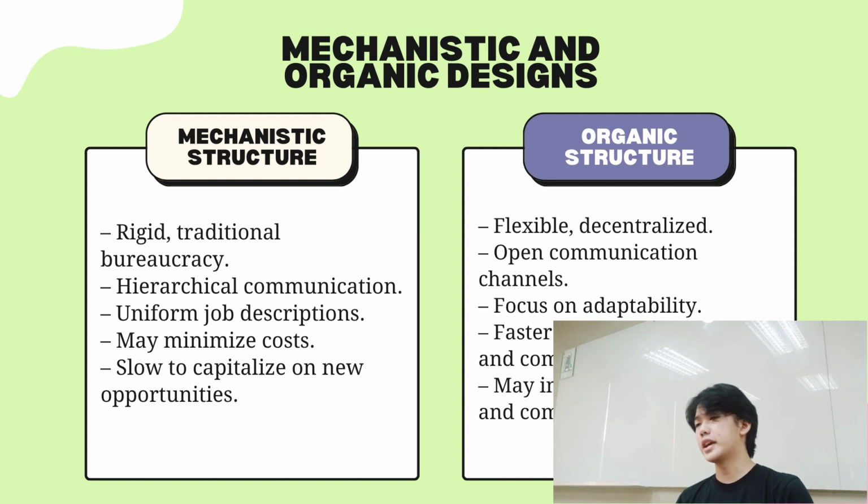An example of a mechanistic structure is a large hierarchical corporation such as a government agency or a multinational corporation. These organizations typically have a clear chain of command, with each employee having a defined role and specific tasks to perform. Decisions are made by top-level executives with little input from lower-level employees.